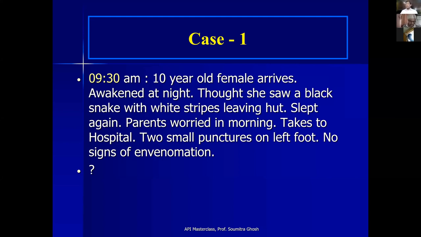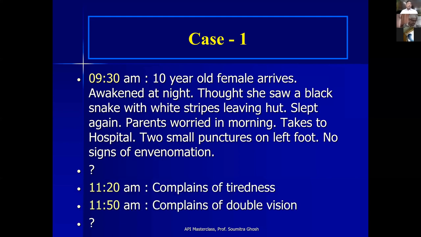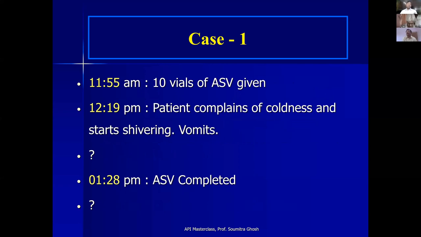As there is no direct interaction by verbal communication, we are just continuing. The patient complains of tiredness and, after some time, maybe almost 2 hours, complains of double vision. That is the first weakening of the external ocular muscles, the beginning of small muscle weakness, and this is a neurotoxic snake. So it was diagnosed immediately, and within 5 minutes, after reconstitution of the lyophilized ASV, we started ASV. Within 10 vials, ASV was given.